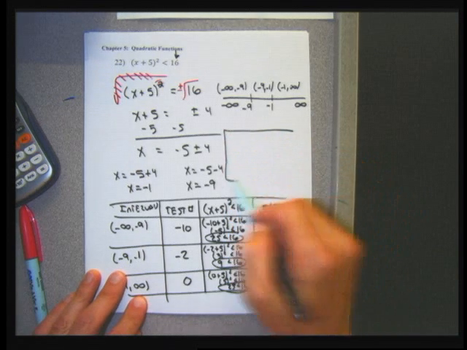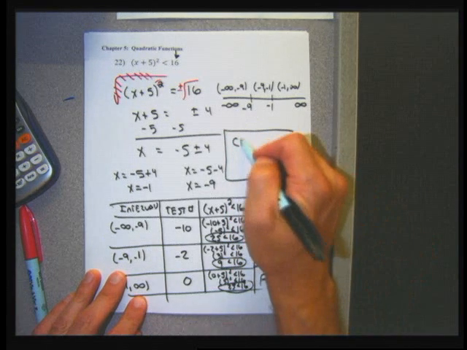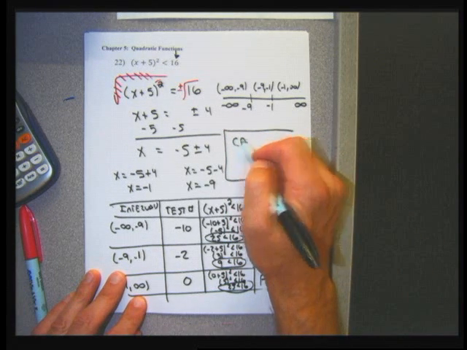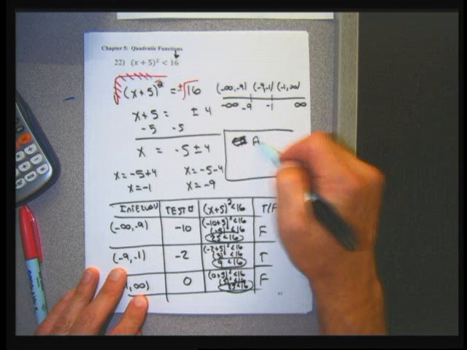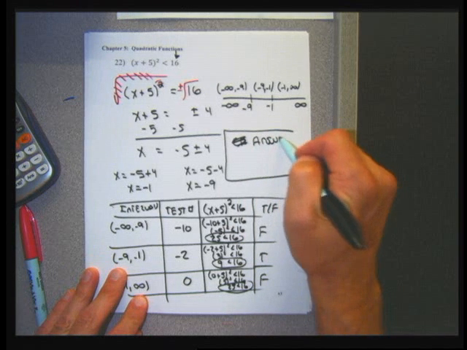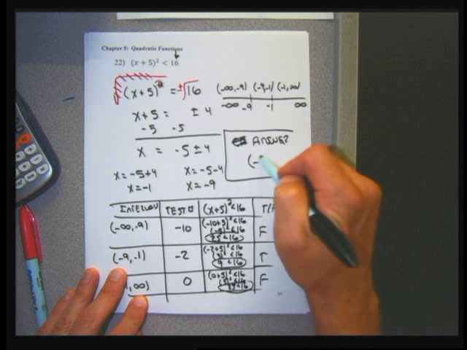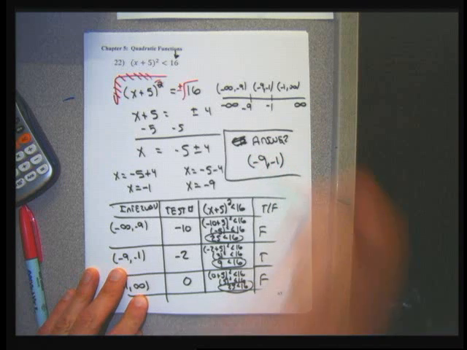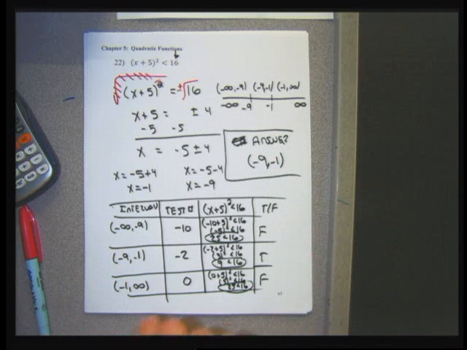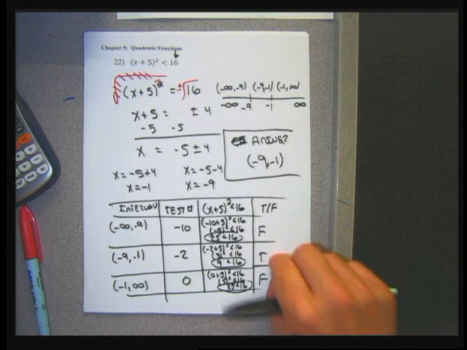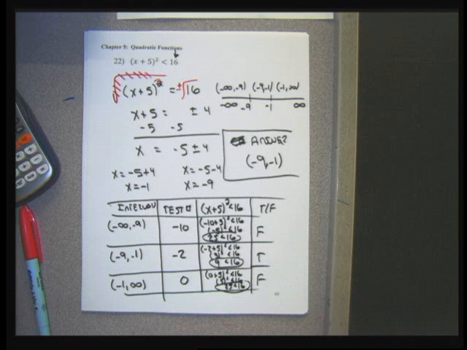Hopefully you're starting to catch that pattern for all the less thans. I don't know what the heck I was writing there. My answer is going to be negative 9 to negative 1. So if it's not a special case and it's a less than, you're starting to see the middle of my table giving the true and the outside giving a false. That's not a coincidence. It's going to keep happening.